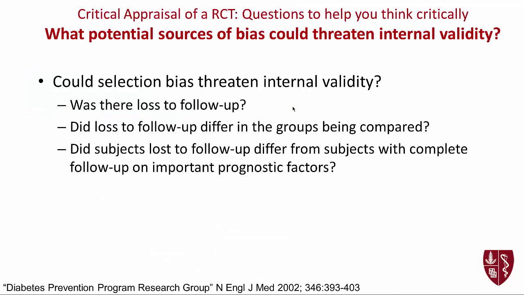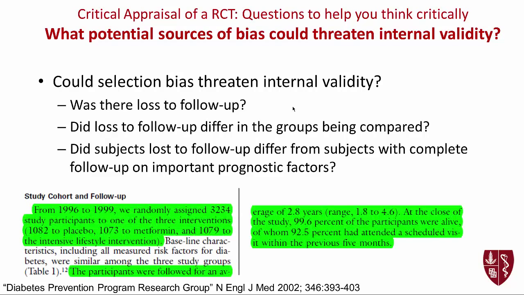So now let's move to the second question. And this has to do with selection bias. So we wanted to know what was their follow-up. And if you look in the methods section, and hopefully you were able to find this as well in the paper, they tell you how many they started with. So they randomly assigned about 3,000. They tell you how many are in each group. And then they tell you something about the follow-up. So participants were followed up for an average of 2.8 years.